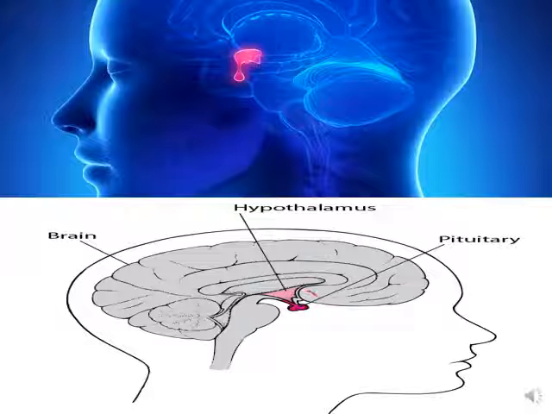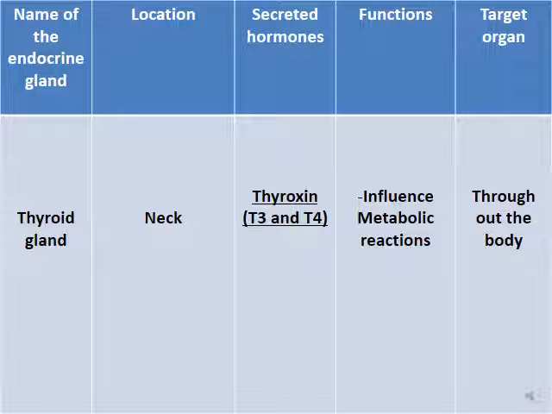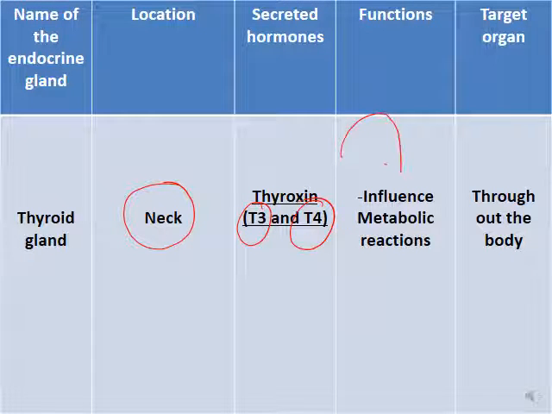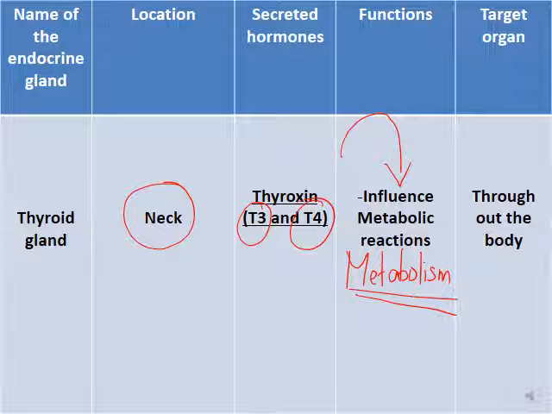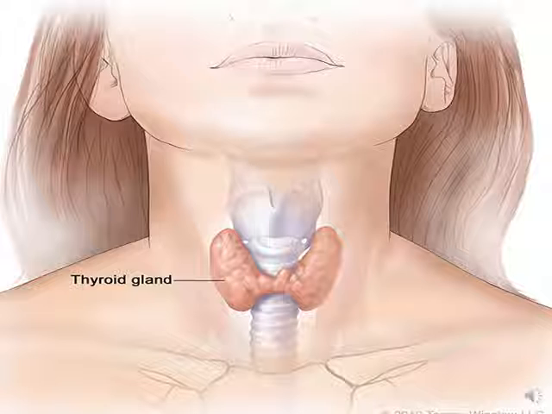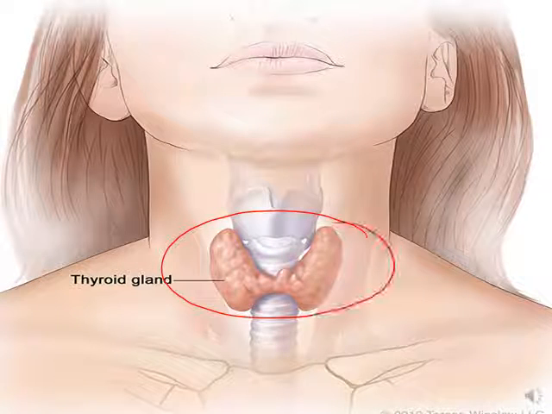Also, we identified the position of the pituitary gland. It's located below the hypothalamus. This is the position. The second gland is the thyroid gland. The thyroid gland is found at the level of the neck. It secretes thyroxine in its two forms, T3 and T4. It influences the metabolic reactions. It has an important role in the metabolism and it works throughout the body. This is the position of the thyroid gland at the level of the neck.